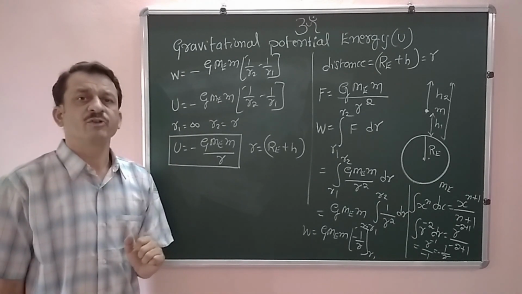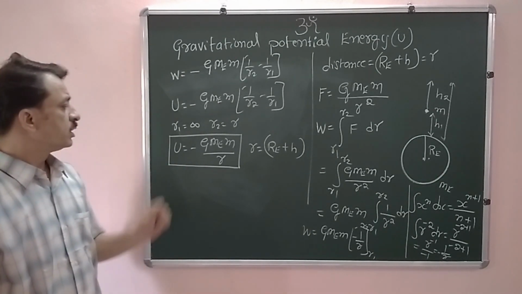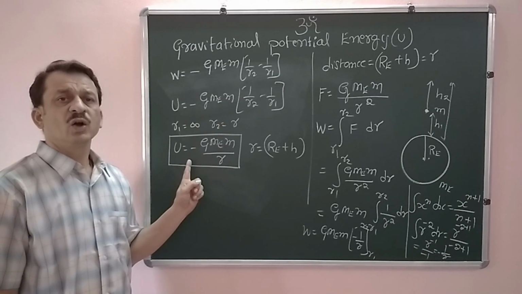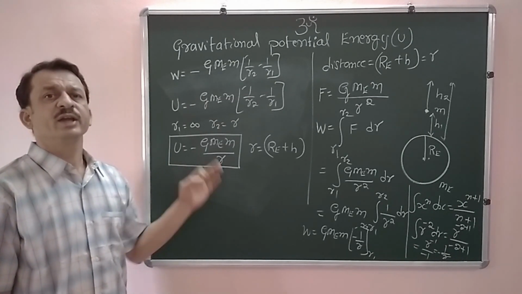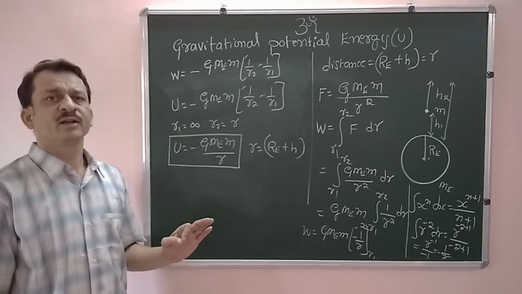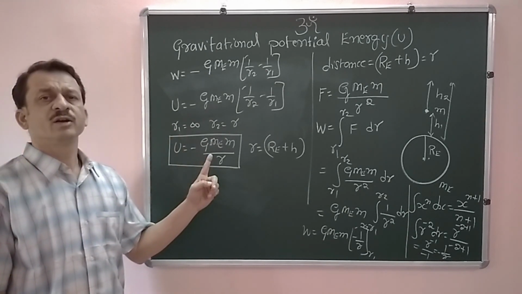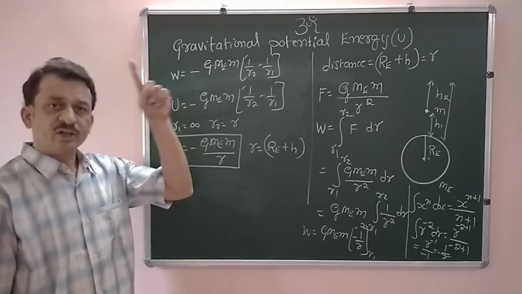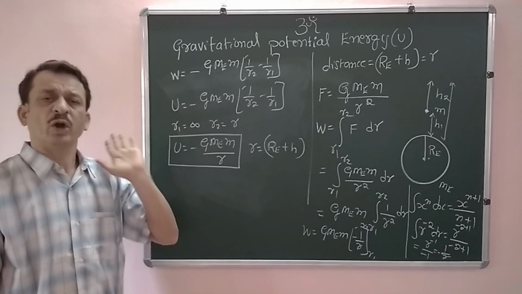Now we will define gravitational potential energy. So it is the work done in displacing the object from infinity to that particular point.